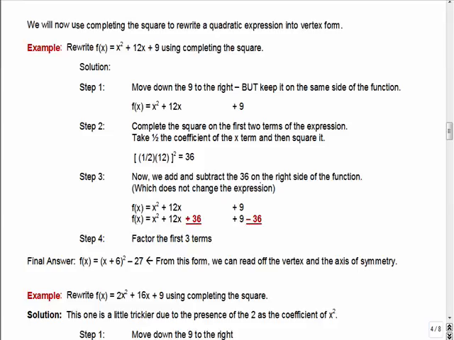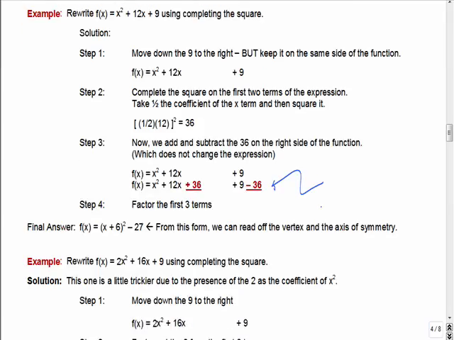Now what we do is we add and subtract 36 on the right-hand side of the equation, which does not change the expression. Before, we added the 36 to both sides; now we're going to add and subtract. We don't really want to change the f of x side. So to keep the equality, we add 36 and then we subtract 36. And you'll notice I did that right at this stage.